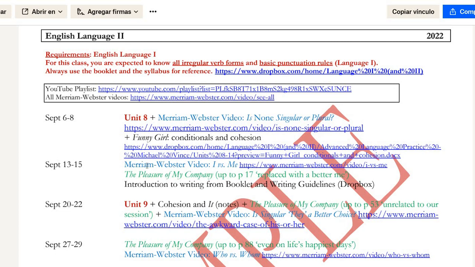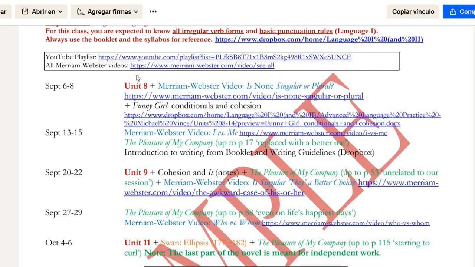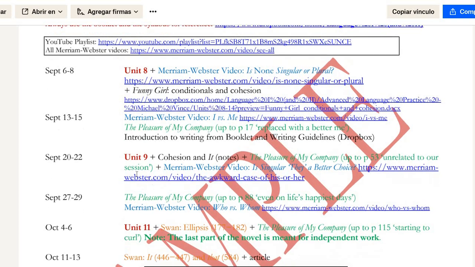All right. Another thing that I want you to see from here, well, it says Funny Girl. This is not correct, right? We're going to look at another. So Funny Girl is for some explanations on conditionals and cohesion. But the second novel was last year, The Pleasure of My Company. I will show you now that this is not the case. Notice that every 2 weeks we focus on a unit. Unit 8. 2 weeks later, Unit 9.